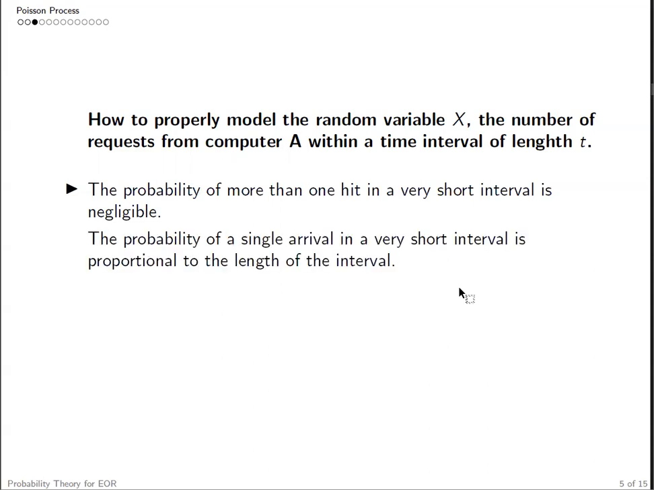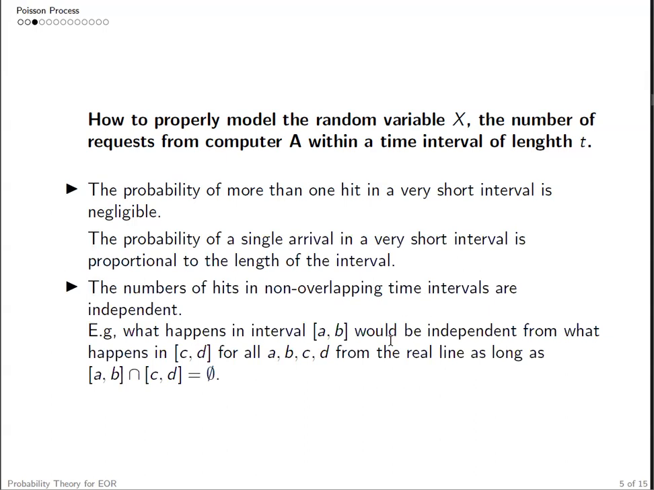Okay, let's consider how we specify the probability. The probability of a single arrival in a very short interval is proportional to the length of the interval. So the longer you wait, the more likely you are to receive this single arrival within a very short interval. And within a very short interval, at most we receive one hit, so it's either 0 or 1, and the success rate should be proportional to the length of the interval.